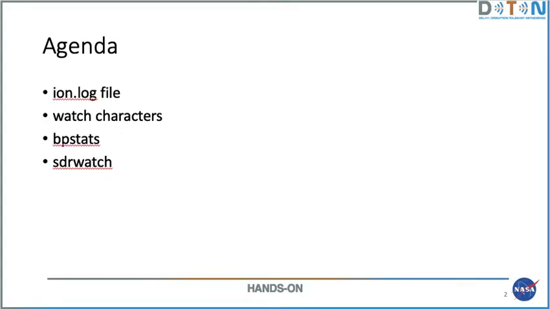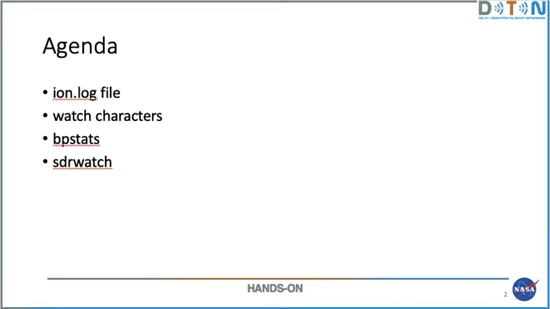So we'll talk about the ion.log file, which you talked about a little bit before. I'll talk a little bit more about watch characters, and after I go through the slides, we'll load up one of the scenarios and turn on the watch characters and actually see those in action. So we'll get a chance to watch that work.